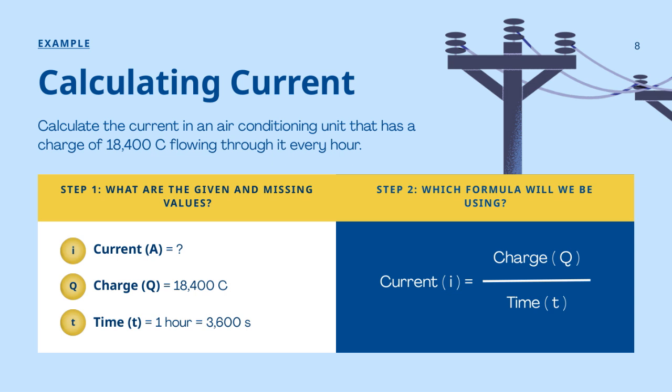Since we're dealing with charge, time, and current, the fundamental relationship here is that current equals charge divided by time. So, in this example, we're going to apply that formula to find the current. Think of it as measuring how much charge flows through the unit per second. It's a practical way to understand how much electrical flow is happening in the system over that period.